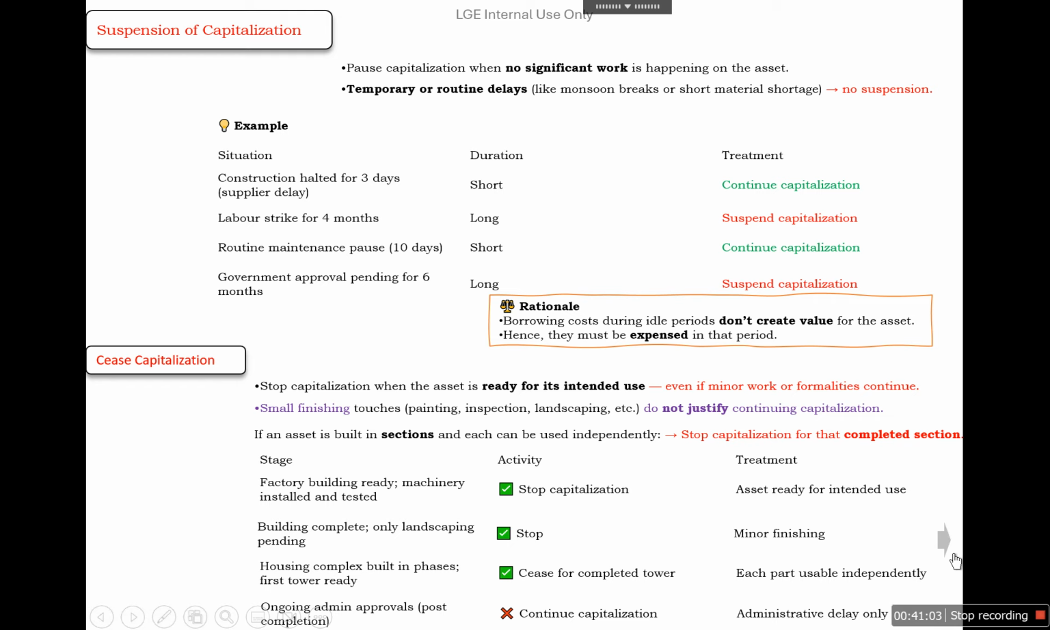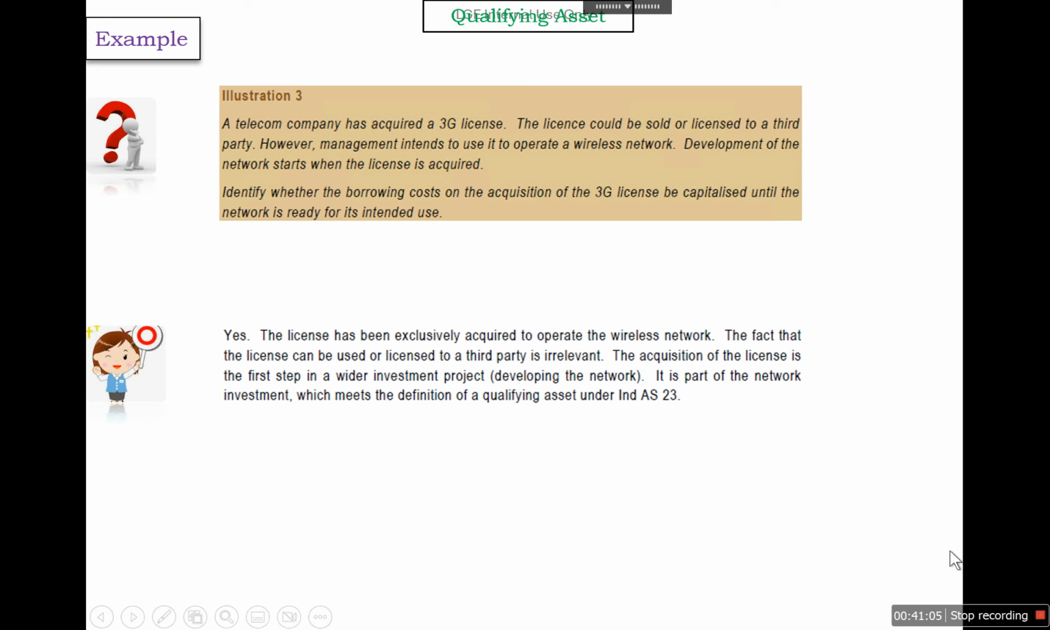So let's check few examples. A telecom company has acquired a 3G license. The license could be sold or licensed to a third party. However, management intended to use it to operate a wireless network. So development of the network starts when the license is acquired. So whether borrowing cost on the acquisition of 3G can be capitalized until the network is ready to use. Yes, we can capitalize it because the license was exclusively acquired to operate the wireless network.